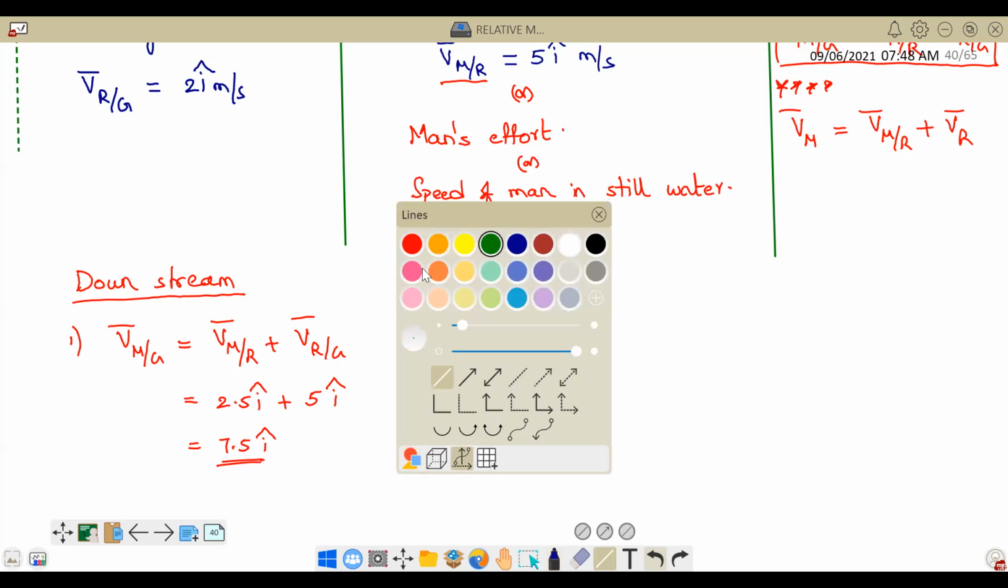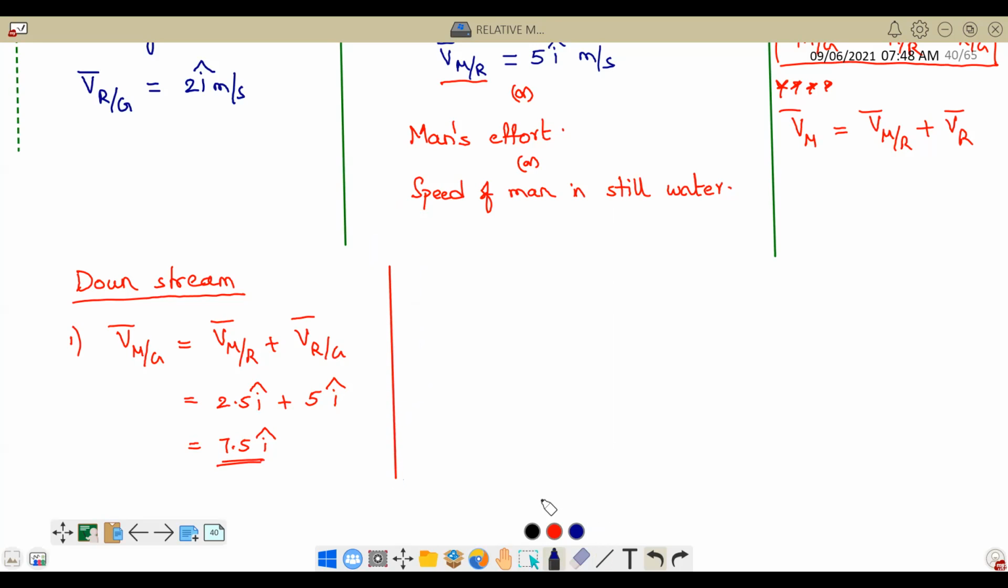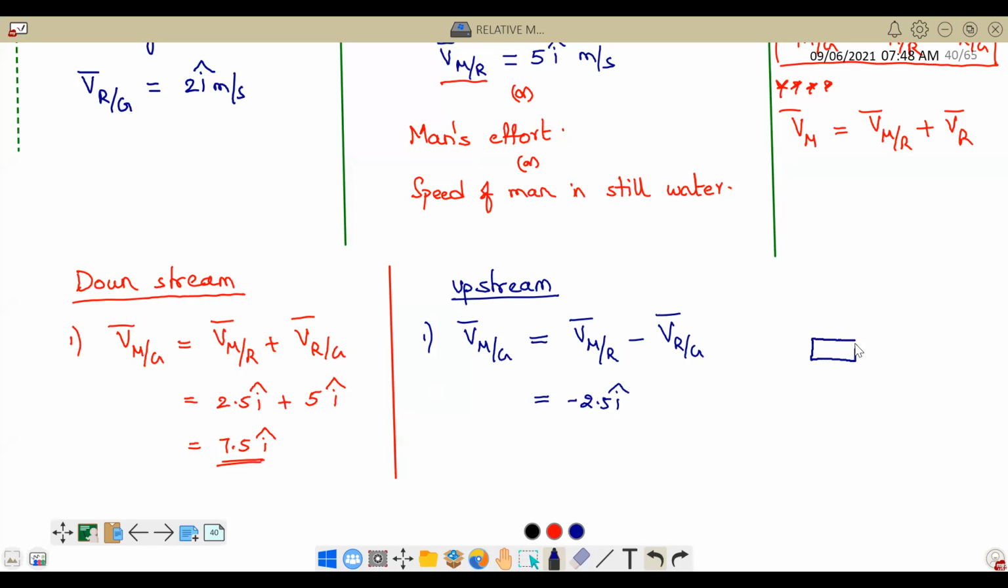In case of upstream, what will happen? Sir, we'll get minus 2.5 I cap, sir. Yeah. So upstream, we will get VMR minus VRG, no, sir? Yeah, this equation is velocity of man with respect to river minus velocity of river with respect to ground. Now what is the velocity of man with respect to river? Minus 2.5 I cap, because now he is traveling upstream. So upstream means his effort is this side. Minus velocity of river is flowing right side, so 5 I cap. Sir, you have to keep velocity of river as positive, sir.